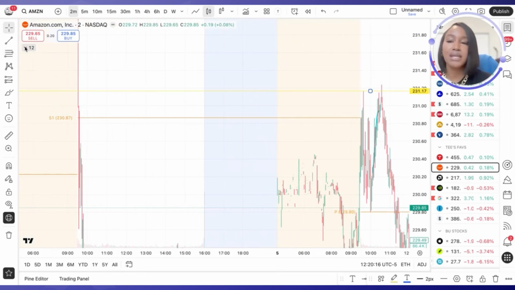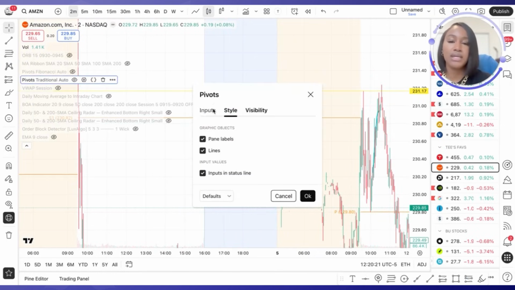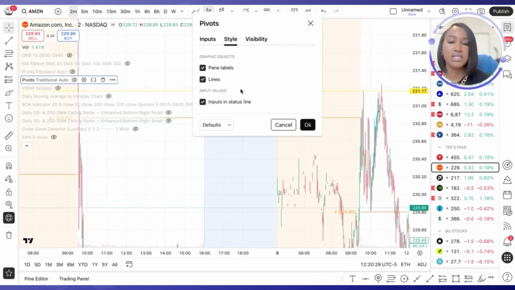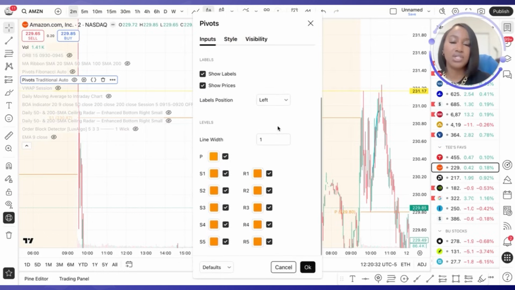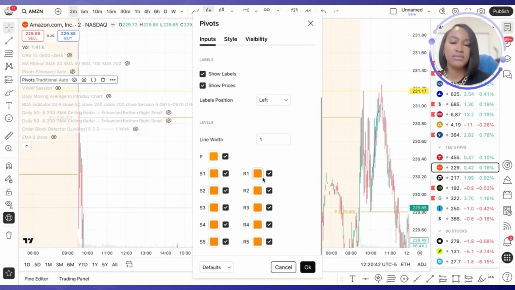And once again, if you want to edit it and make it larger, better, you just hit the little gear sticks here and you put the inputs, okay? You can change the color, you can change the style, you can change the visibility on there. Want to make sure that you have it on the number of pivot back 15, okay? And everything else you leave just the same way.